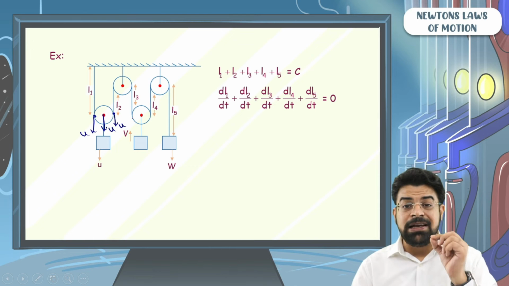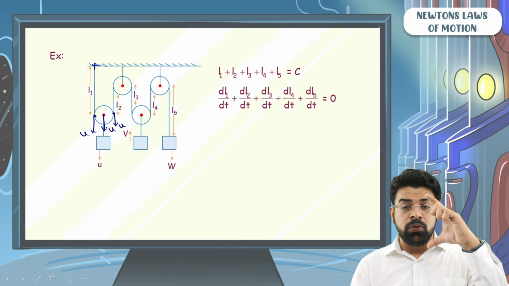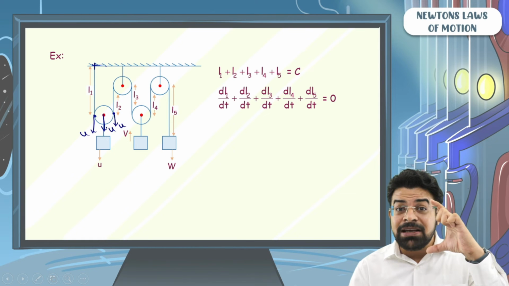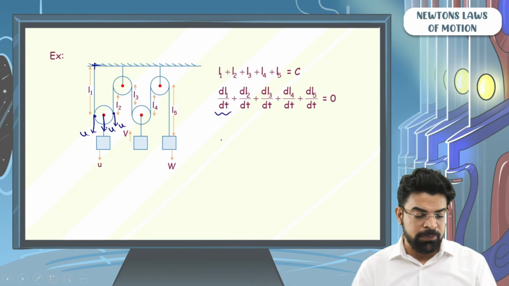So what will you write for dL1 by dt? The upper end is fixed and the lower end goes down with a speed u. It is trying to increase the length. So you will write dL1 by dt as plus u. dL1 by dt will be plus u.